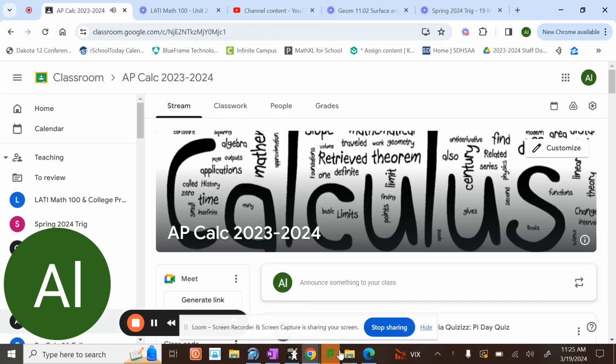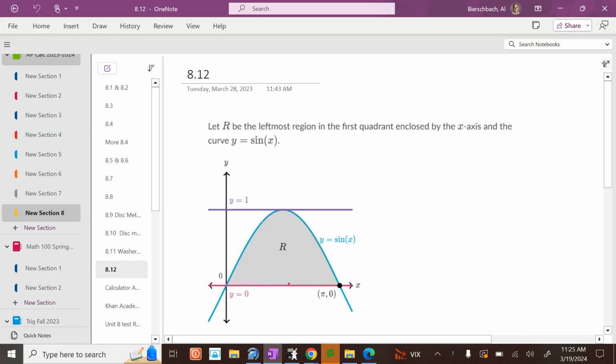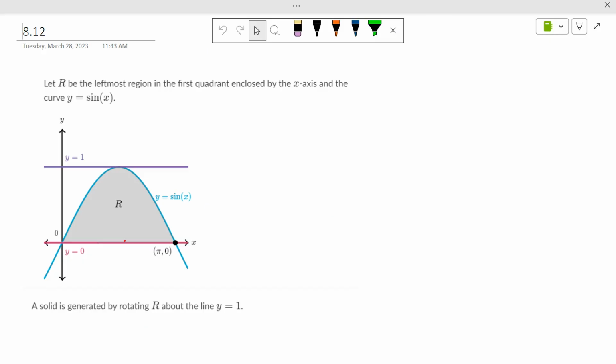Alrighty. Since this is basically the last day of new stuff, we just saved the hardest stuff for last. So let's see how we do with it. Okay. Now, what we're going to do is take this region and wrap it around this line. So we're wrapping around a line that's not on the X or Y axis.